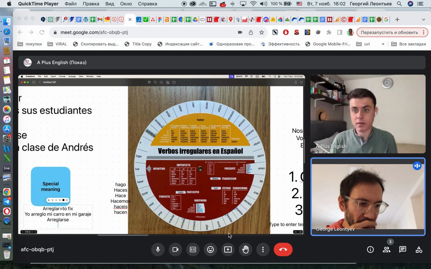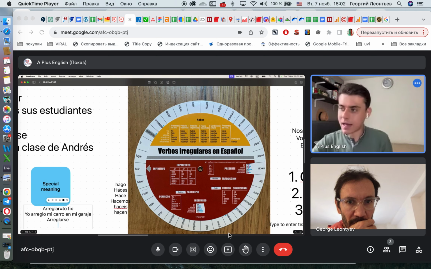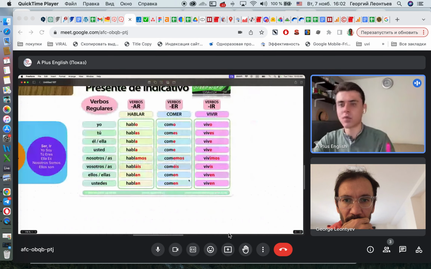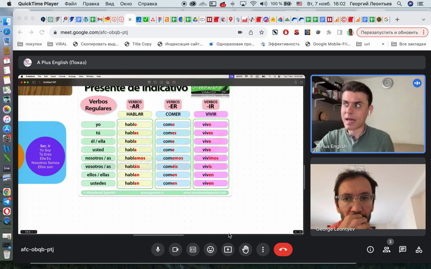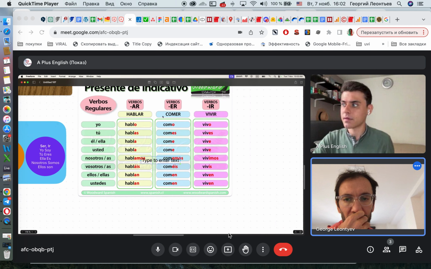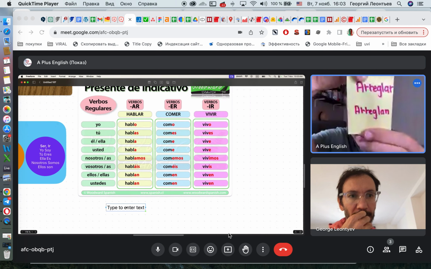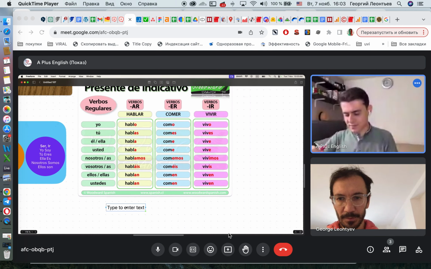Okay, arreglar is a regular verb, so it's not there in the table. We have to change it for ellos, ellas, ustedes. So if arreglar is a regular verb, it's AR. So arreglar for ellos, ellas, ustedes, what is it? Arreglan. I wrote it here. Arreglan, right?